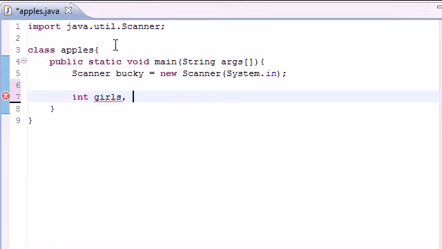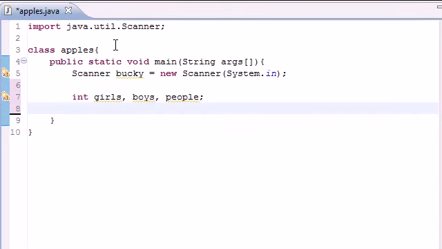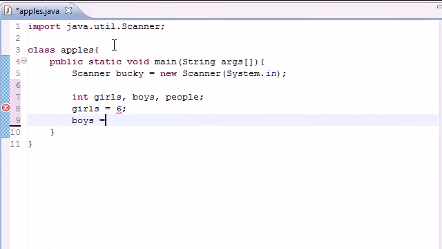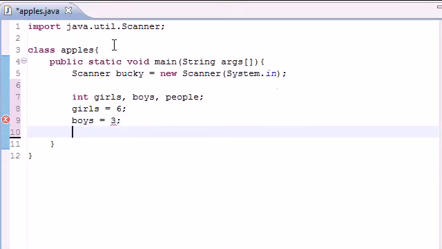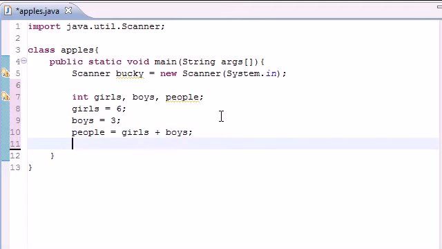Let's go ahead and make three variables: girls, boys, and people. And let's go ahead and set these to some values. I'll start out with showing you all of the math operators. Girls equals 6, boys equals 3, and people equals girls plus boys. Now I showed you guys how to use this math operator in the last one, the plus sign, to get a simple sum. So now the sum of girls plus boys is stored in people.